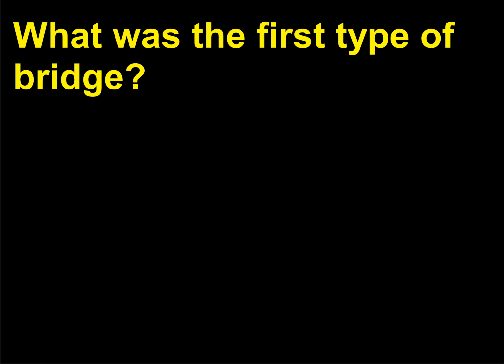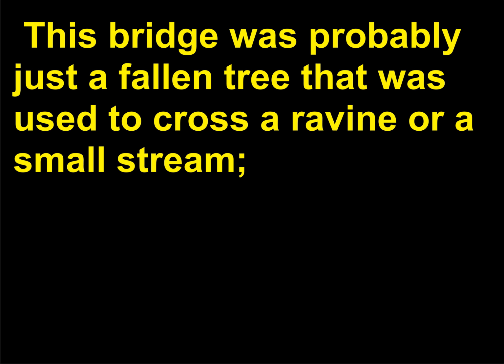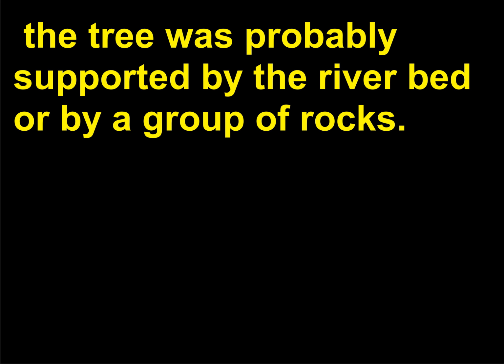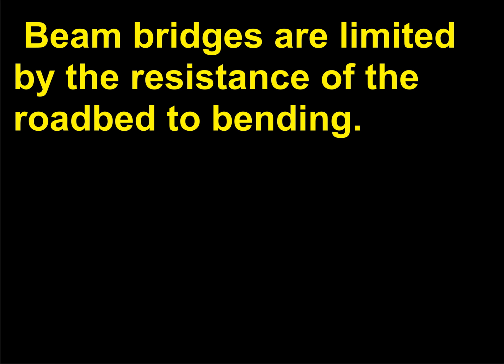What was the first type of bridge? The first type of bridge ever used was a beam bridge. This bridge was probably just a fallen tree that was used to cross a ravine or a small stream. The tree was probably supported by the riverbed or by a group of rocks. Beam bridges consist of a horizontal roadbed supported by vertical piers on the shores that are planted in the ground. Beam bridges are limited by the resistance of the roadbed to bending.